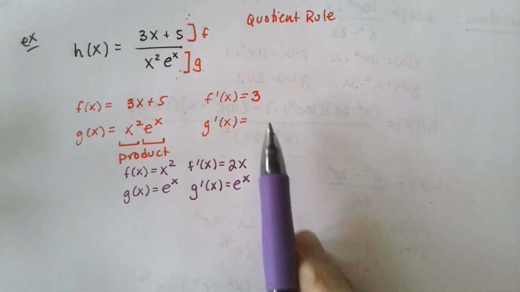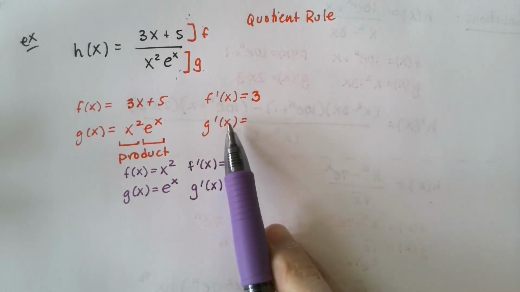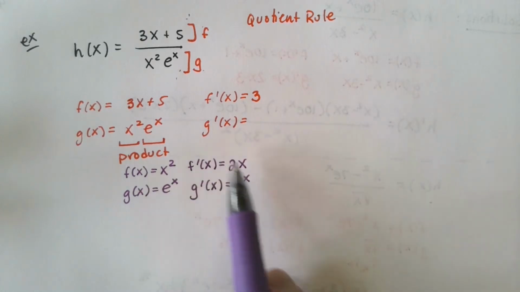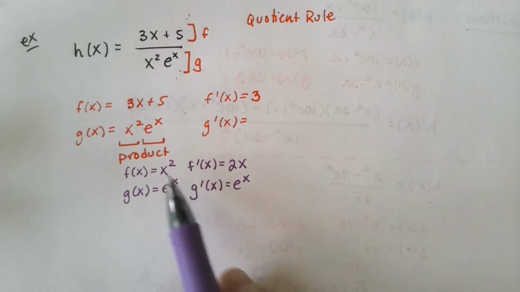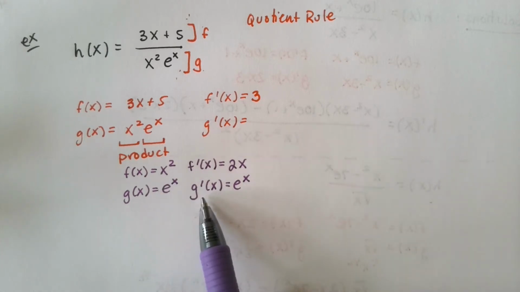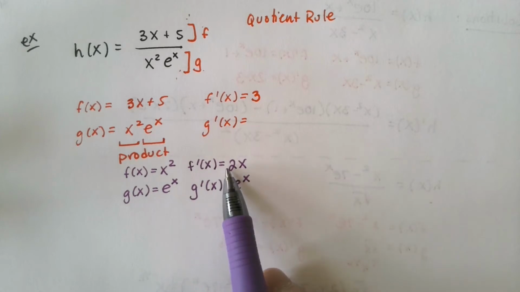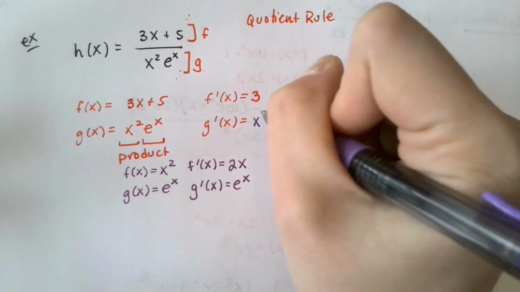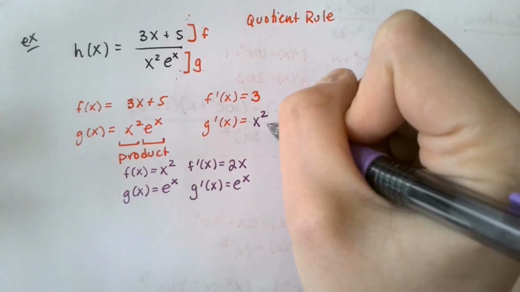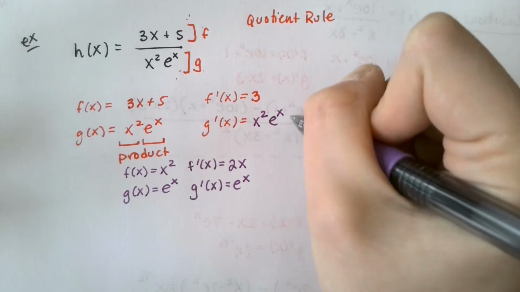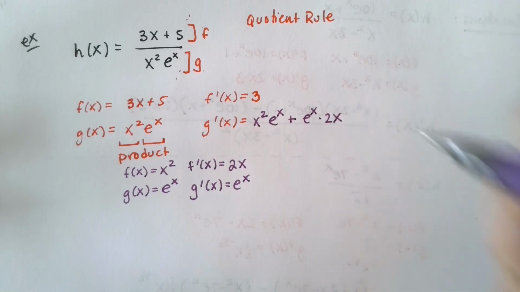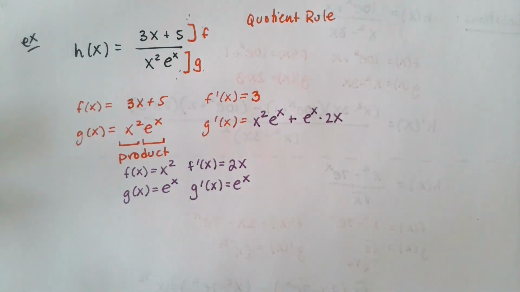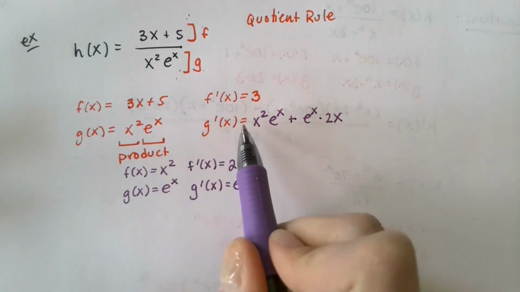Alright, so for g prime, red g prime, I'm going to use the purple stuff here in the product rule. So I'm going to have f of x times g prime plus g of x times f prime. So f of x, purple f of x, times g prime plus g of x times f prime. So I had to use the product rule to get this derivative.